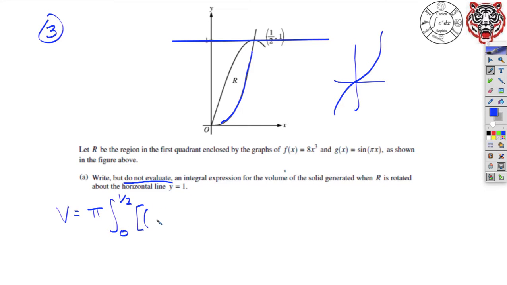So this is going to be 8x cubed, and I'm going to subtract my axis. So it's 8x cubed minus 1, all of that quantity squared, minus sine of pi x minus 1 quantity squared, in your square bracket, dx.